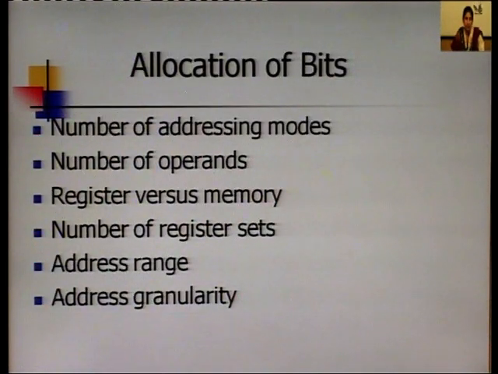Now how are the bits allocated in instruction formats? These factors are the number of addressing modes and the number of operands. Addressing modes are the modes of saving data or operands in the memory or representing data. Second is the number of operands. These are the number of variables on which an operation is to be performed.